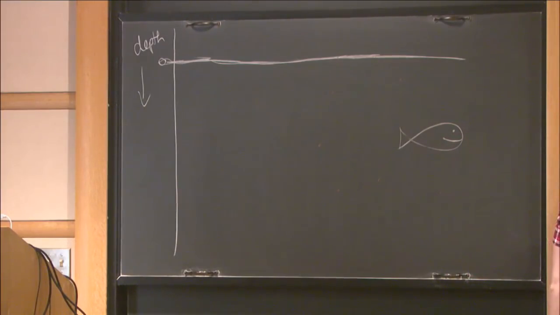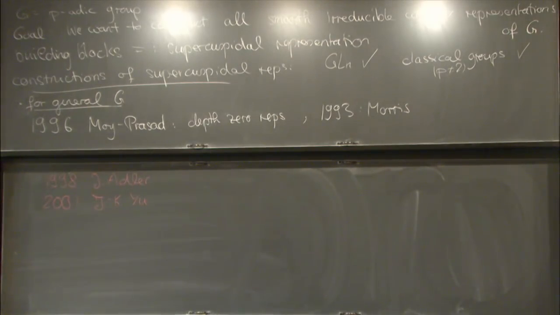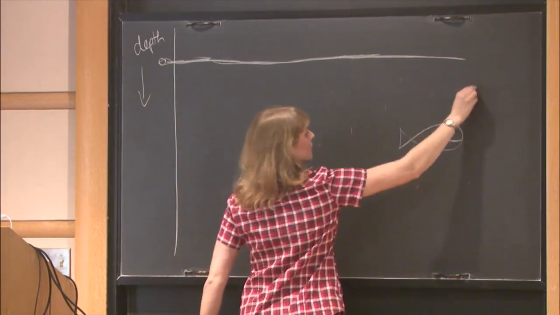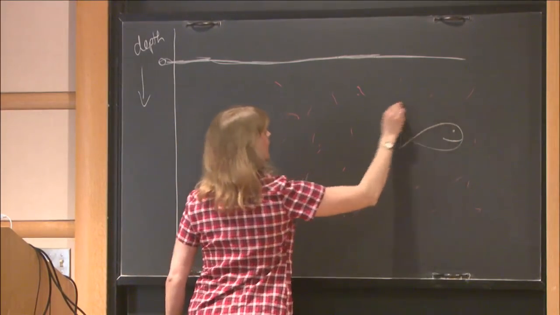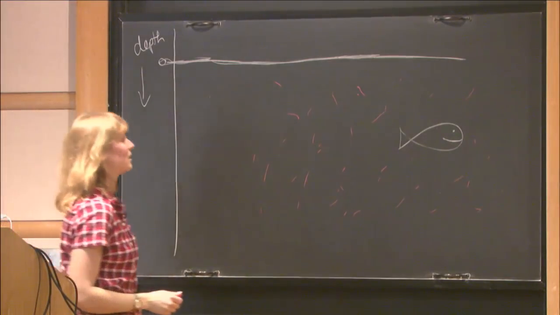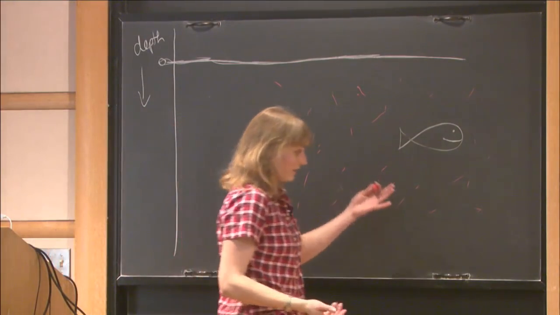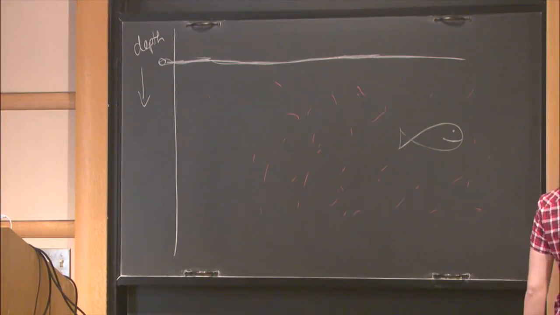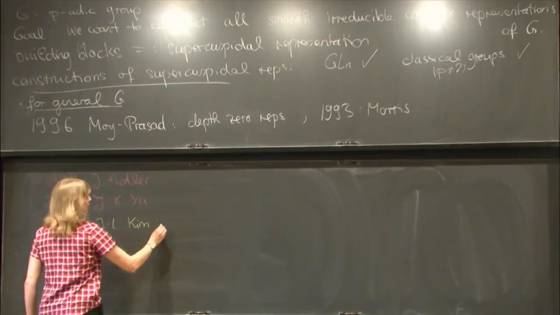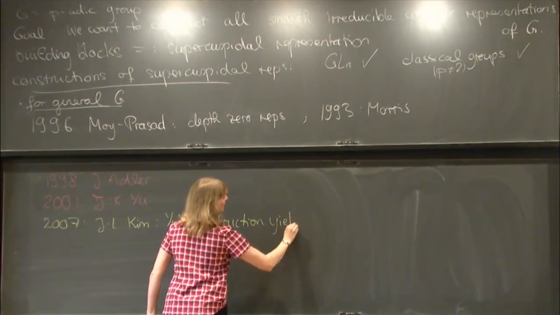And then in 2001, Jiu-Kang Yu generalized the construction of Jeff Adler vastly. So he produced many more fish that swim everywhere around here. So now we're getting a much better idea of who is in the ocean. So do we get all the fish? I mean, that's a natural question to ask. Do we get just some of them? Are there weird creatures that we cannot reach? So in 2007, Ju-Lee Kim proved actually that Yu's construction gives all supercuspid representations.